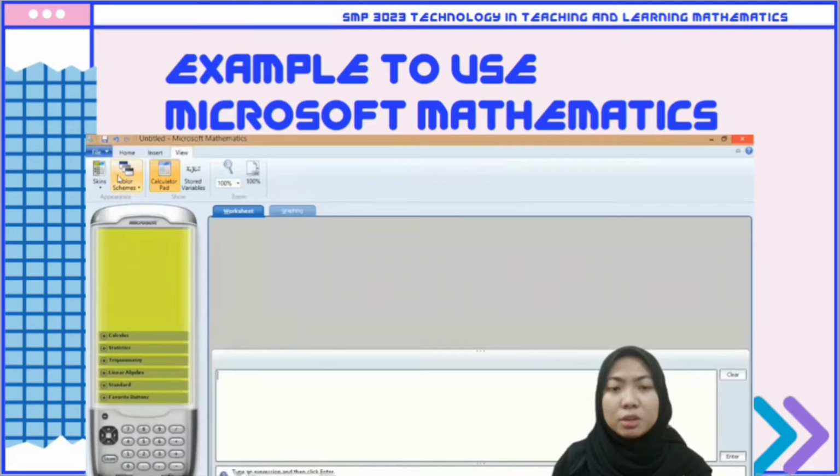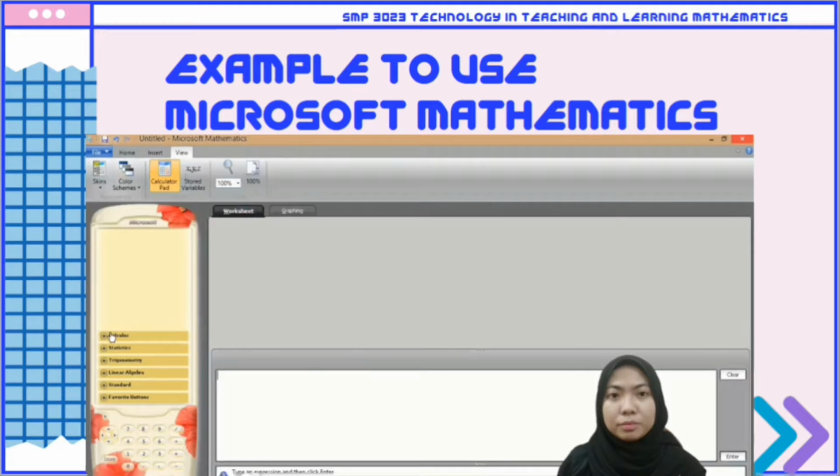To change the skin of the PET calculator, we can go to view and then click the skin, change the skin of PET calculator, and also we can change the color scheme also. Let's look at the topics at the PET calculator, which are calculus, statistics, trigonometry, linear algebra, and standard.